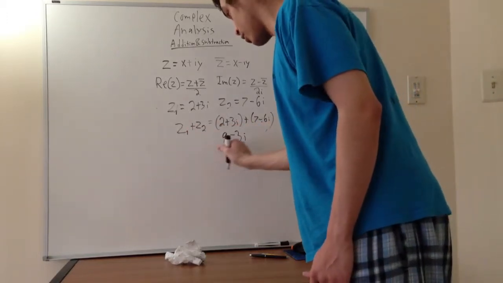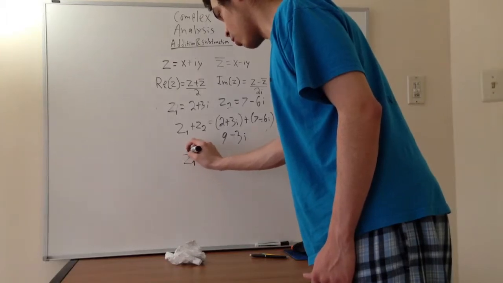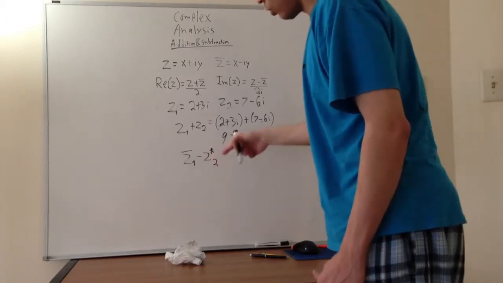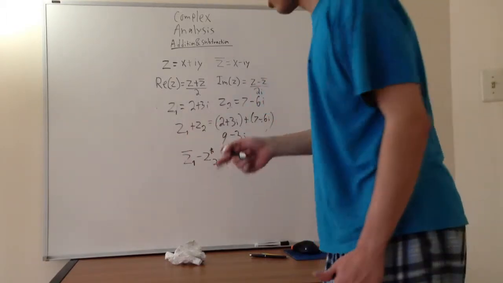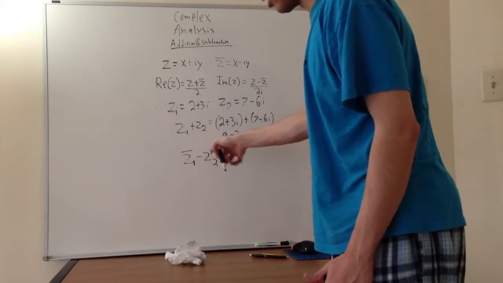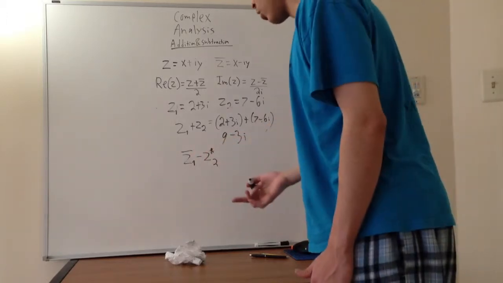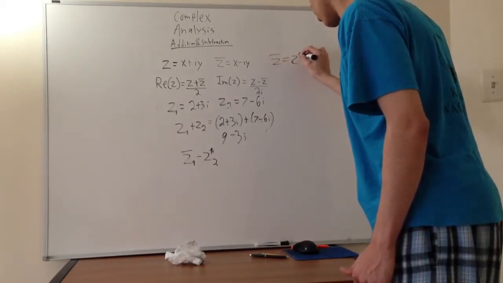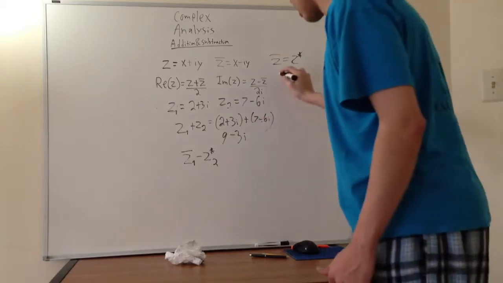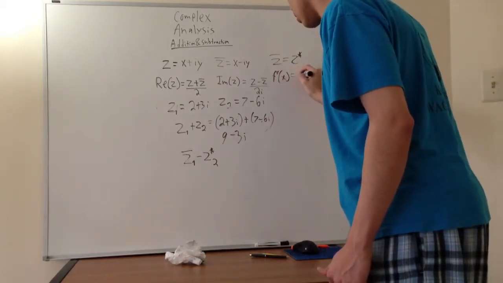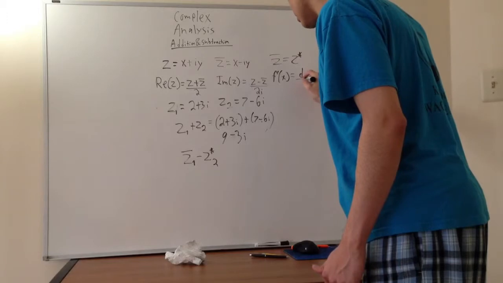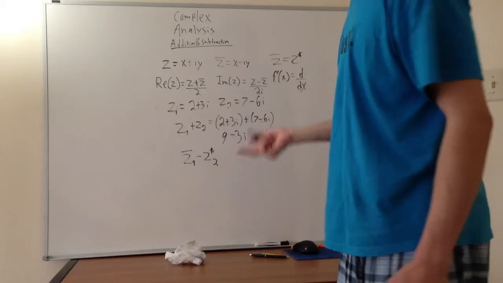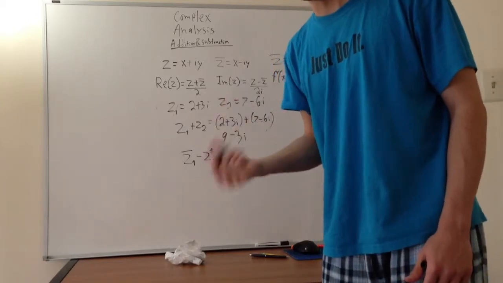Now, what if I want to do something like z1 bar minus z2 star? Now, what is the star? The star also means complex conjugate. You can actually write z bar, it's exactly the same thing as the star. There are two alternative notations. So I'll just write it over here: z bar is equal to z star. That's in the same way that f prime of x is just equal to d/dx with respect to x. There are two alternative notations of writing the exact same thing.